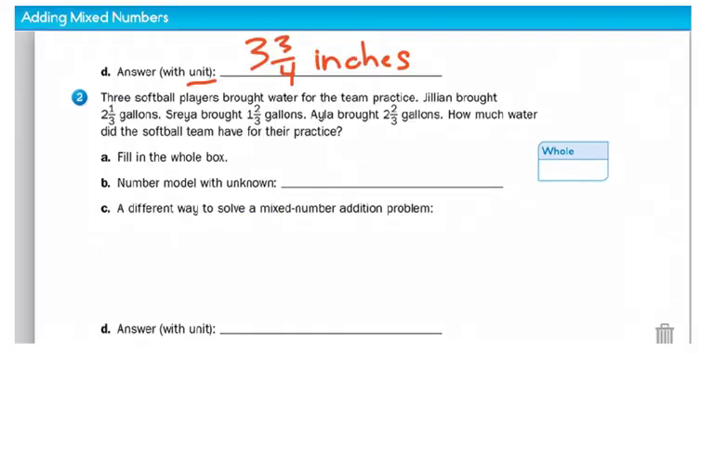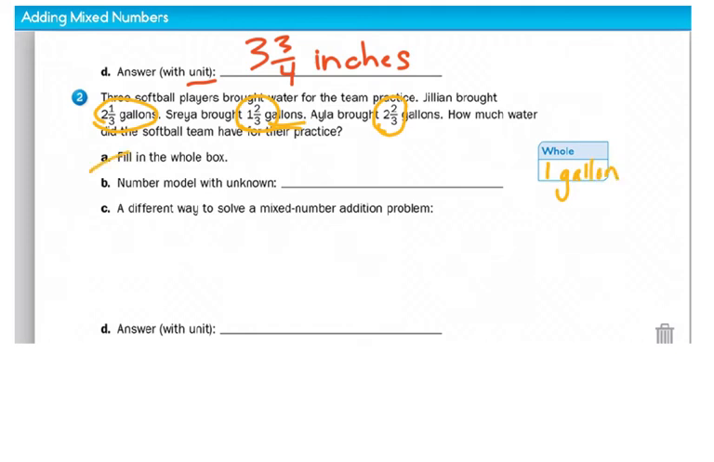Number 2. 3 softball players brought water for the team practice. Jillian brought 2 1/3 gallon. Saria brought 1 2/3 gallon, and Aaliyah brought 2 2/3. How much water did the softball team have for their practice? So this is all being measured in terms of gallons. So the whole would be 1 gallon.